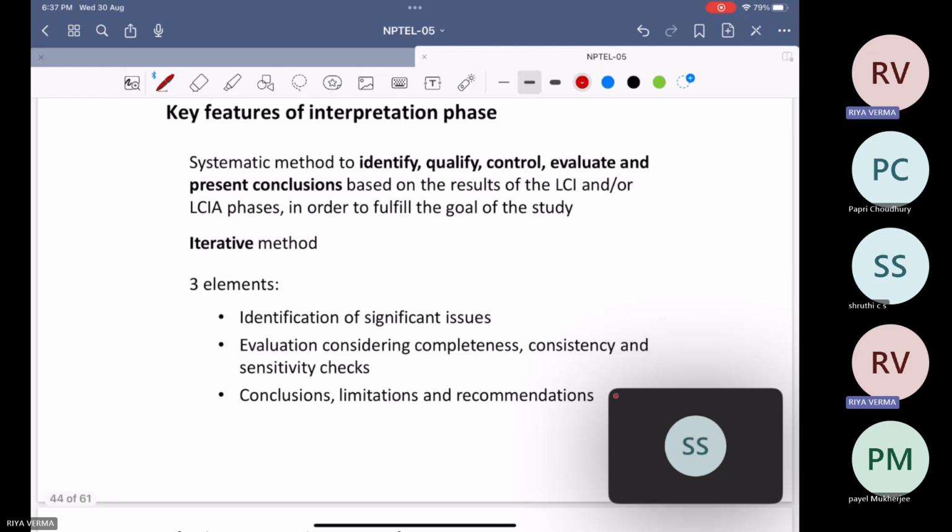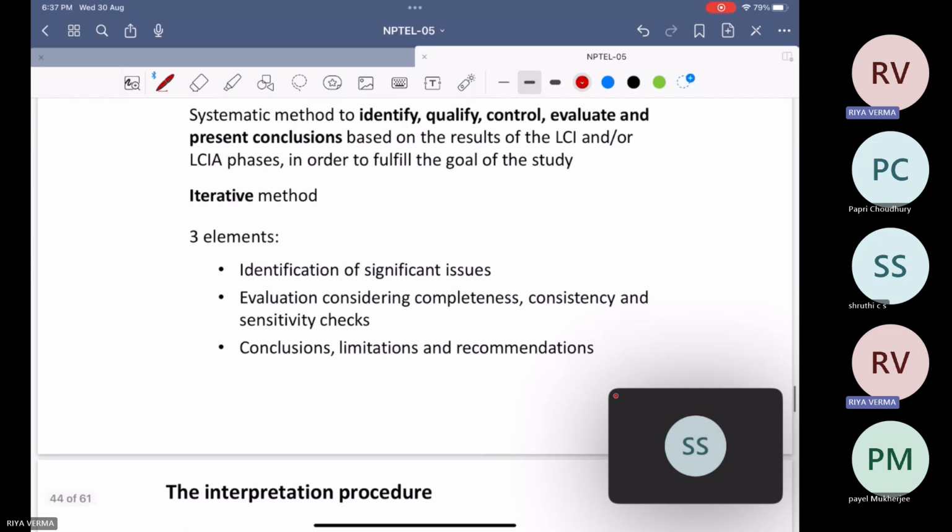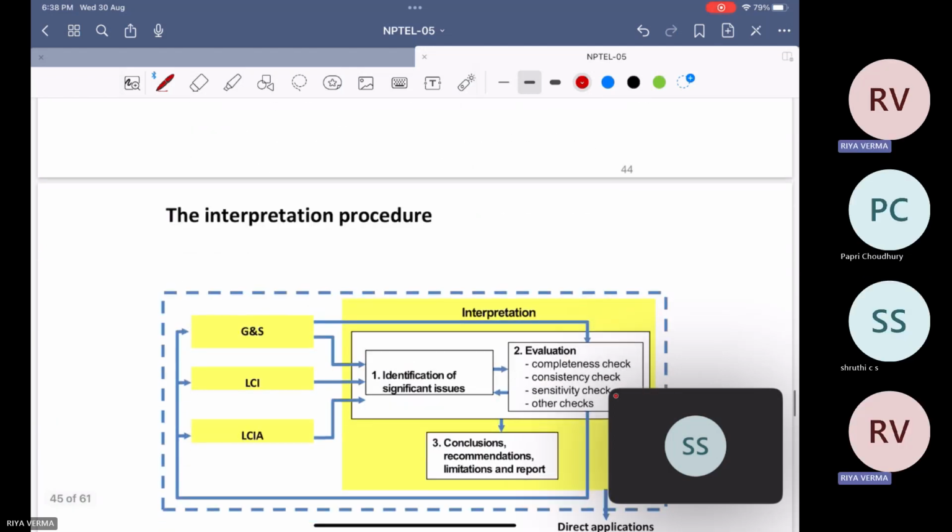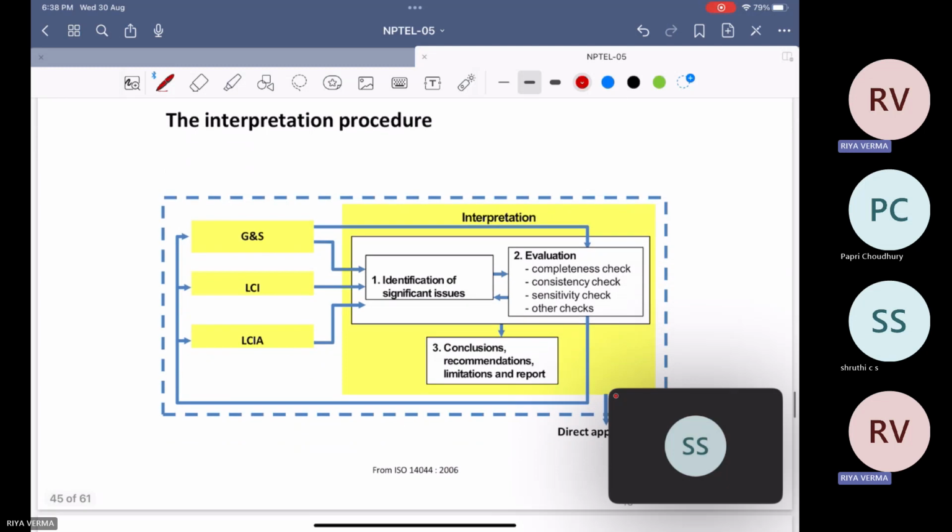This is a sort of iterative method. Here we have three elements. First is the identification of the significant issues. Then we have evaluation, considering completeness, consistency, and sensitivity checks. Then we have conclusions, limitations, and recommendations. So this is your interpretation procedure.